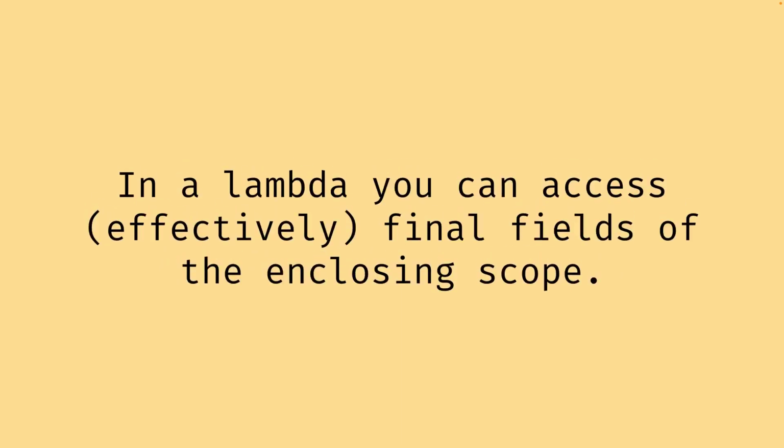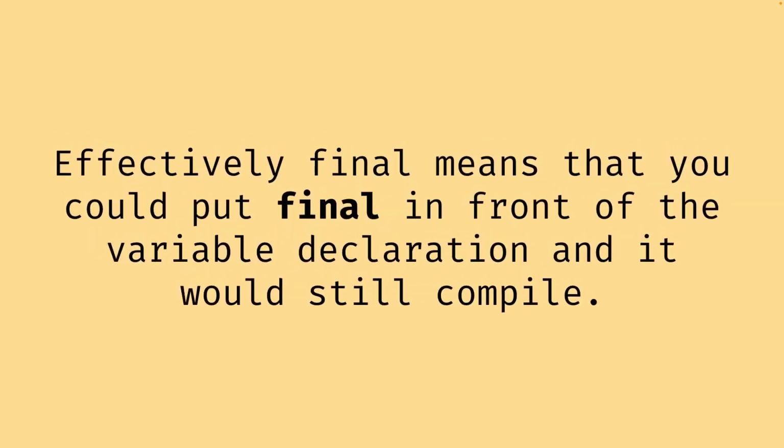Lambdas can access fields and methods of their enclosing scope, but they can only access local variables if they are final or effectively final. I honestly quite like the term effectively final. It means that you could put final in front of the variable declaration and it would still compile.